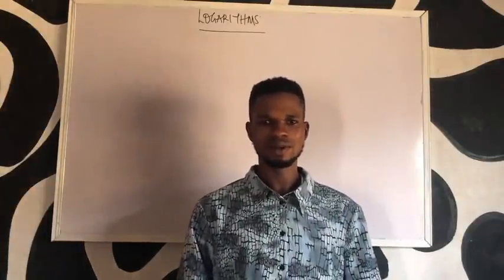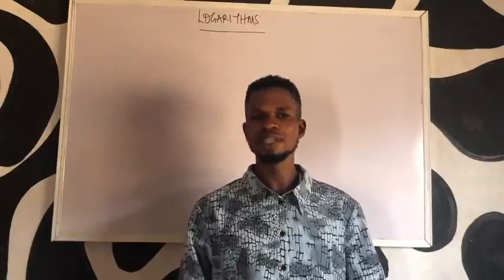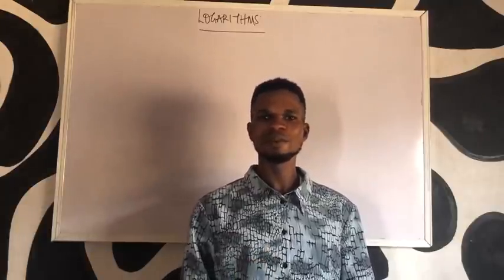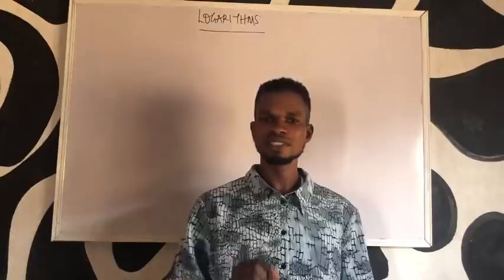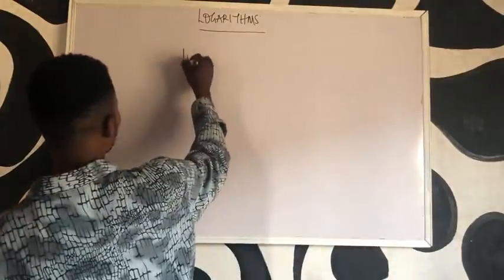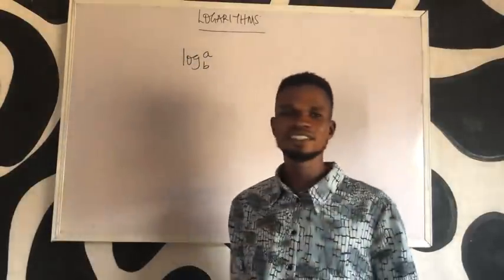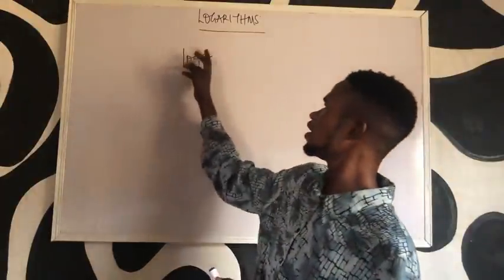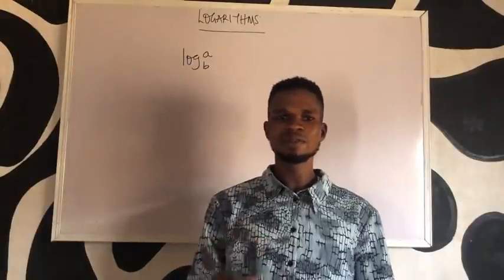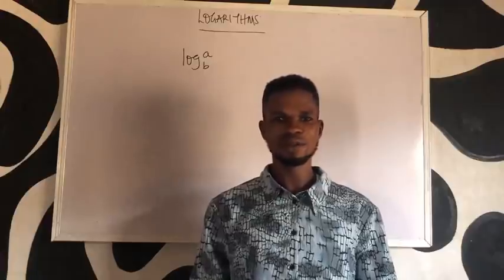What is logarithm of a number? The logarithm of a number is that power to which the base must be raised to get that number. Look at this expression, log A base B. This is read as log A base B, and from the definition of logarithm, the logarithm of a number is the power to which the base must be raised to get that number.